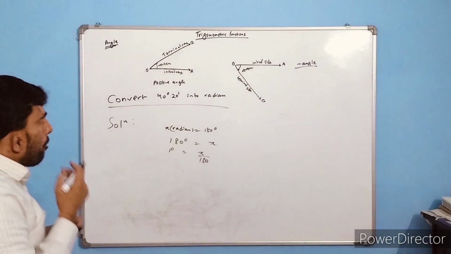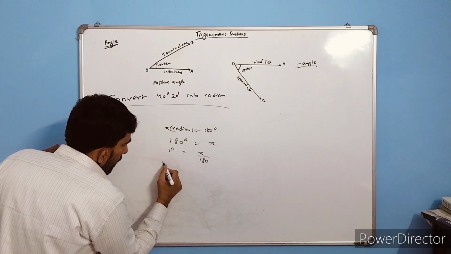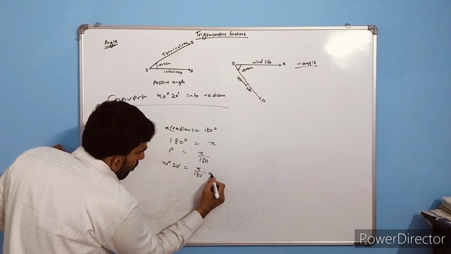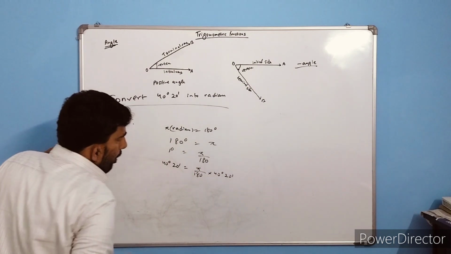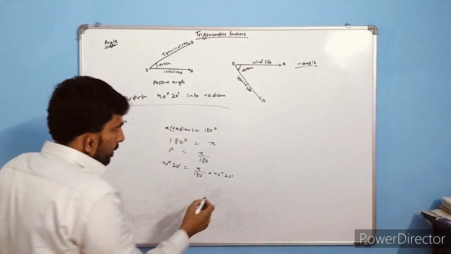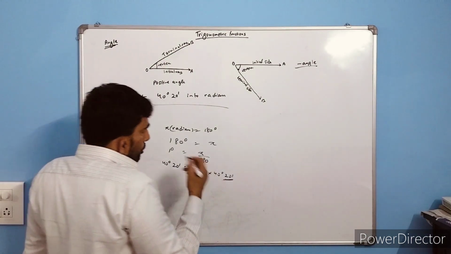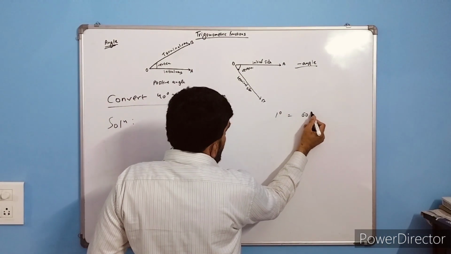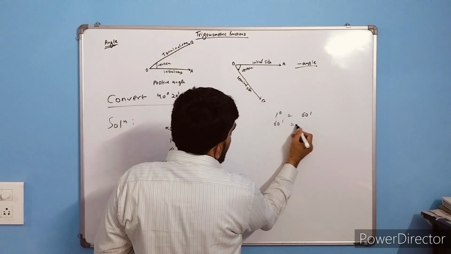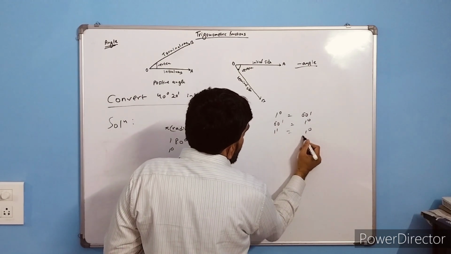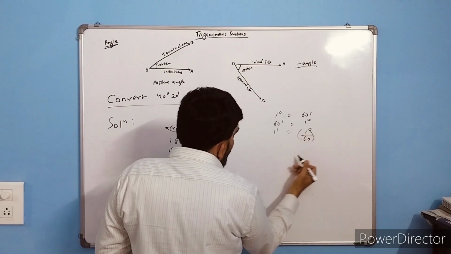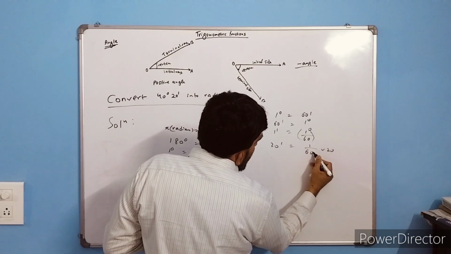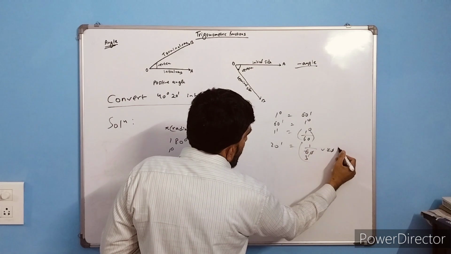So I need to multiply 40 degree 20 minute by pi upon 180. First of all, I need to convert this into degrees. As you all know, 1 degree is equal to 60 minutes, so 1 minute is equal to 1 upon 60 degree, and 20 minutes is 1 by 3 degree.